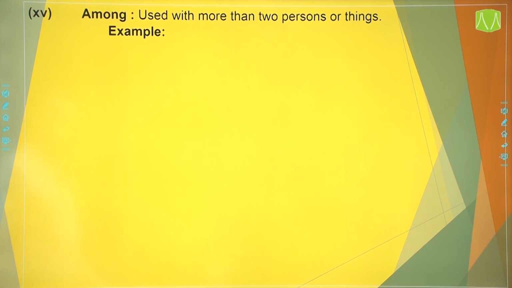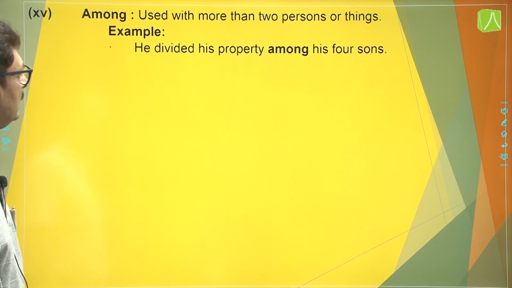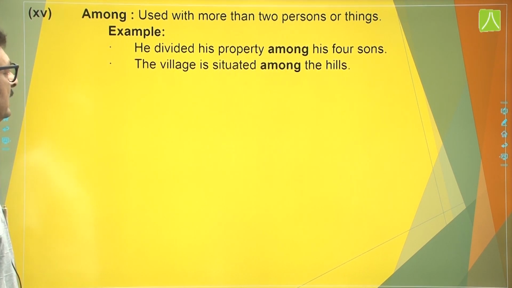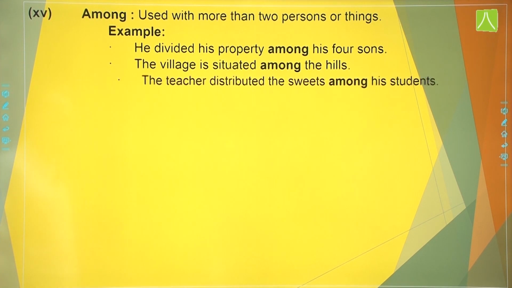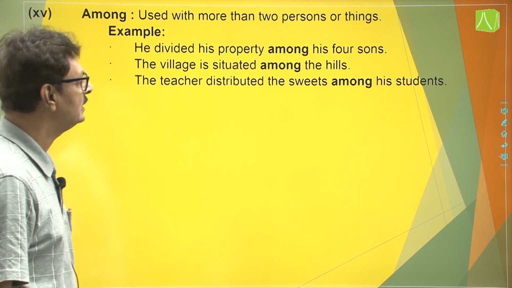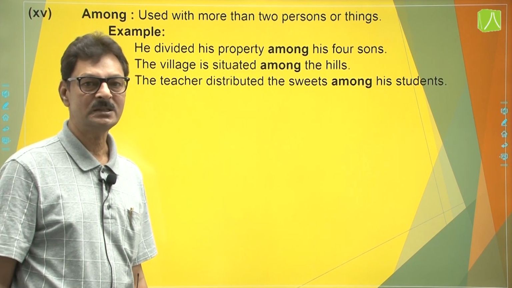Among, used for more than 2 persons or things. He divided his property among his 4 sons. The village is situated among the hills. Easy example. The teacher distributed the sweets among the students. काफी बच्चे थे, उनमें स्वीट्स डिस्ट्रीब्यूट करे.